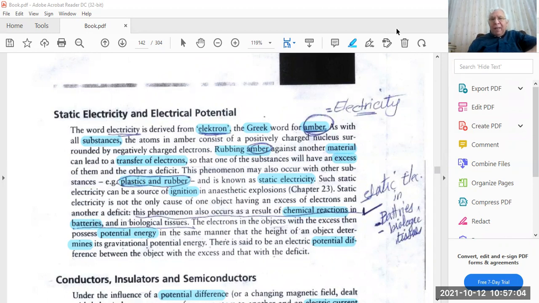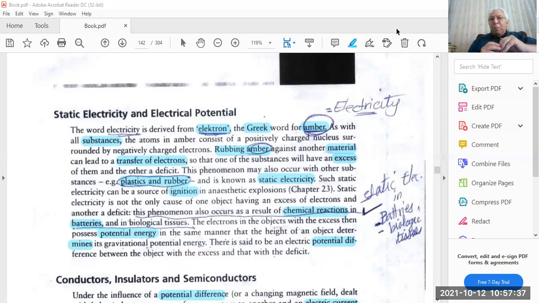The word electricity comes from the word electron, which is a Greek word explaining what we call Ampere. Ampere is a substance. Whenever I rub it with some other substance, suppose we have two substances such as plastic and rubber, and we rub both of them with each other, one of them gains more electrons than the other. So as we can see, at the end result there is a potential.